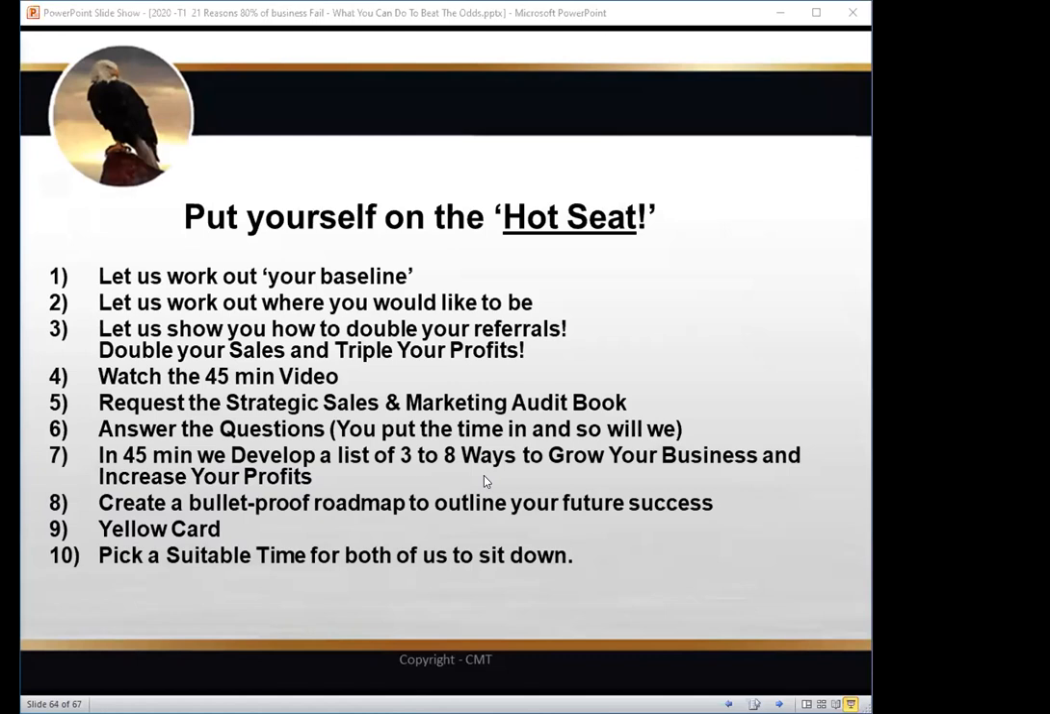We're going to work out your baseline. But the first thing you're going to do is fill out this document. If you don't fill out the document, it makes it a little more difficult for me to do the work to help you. What we're going to do is help you get to where you need to be to double your profits, triple your referrals, and double your sales.